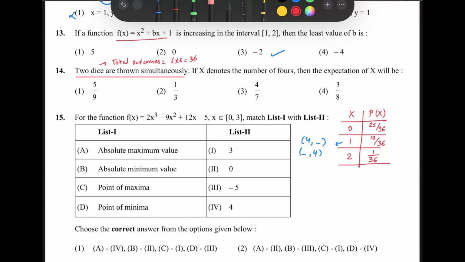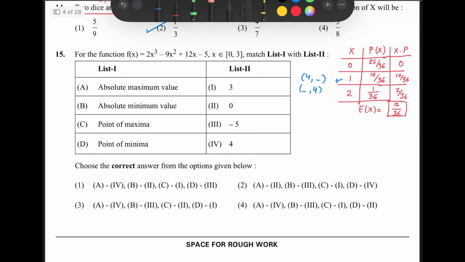Now he's asking you about the expectation of x. What is E of x? How do you compute E of x? You take x and p of x and multiply them. So it will be 0, then 10 by 36, and 2 by 36, and then you have to take the sum. So then you get E of x. The sum will be 12 by 36, and you can cancel out with 12, you get 1 by 3, which is option 2, the correct answer for this question. Okay.